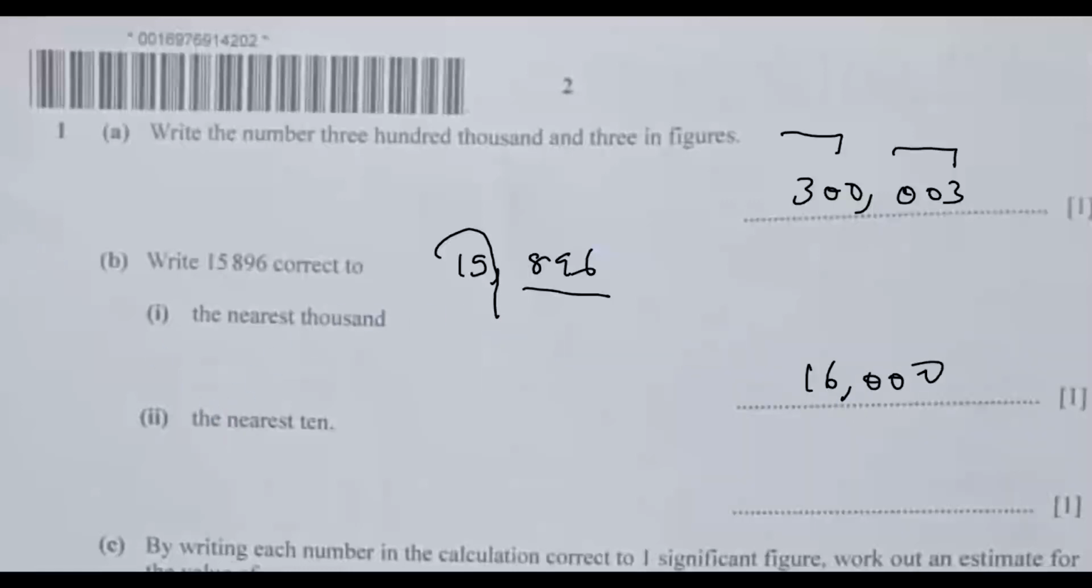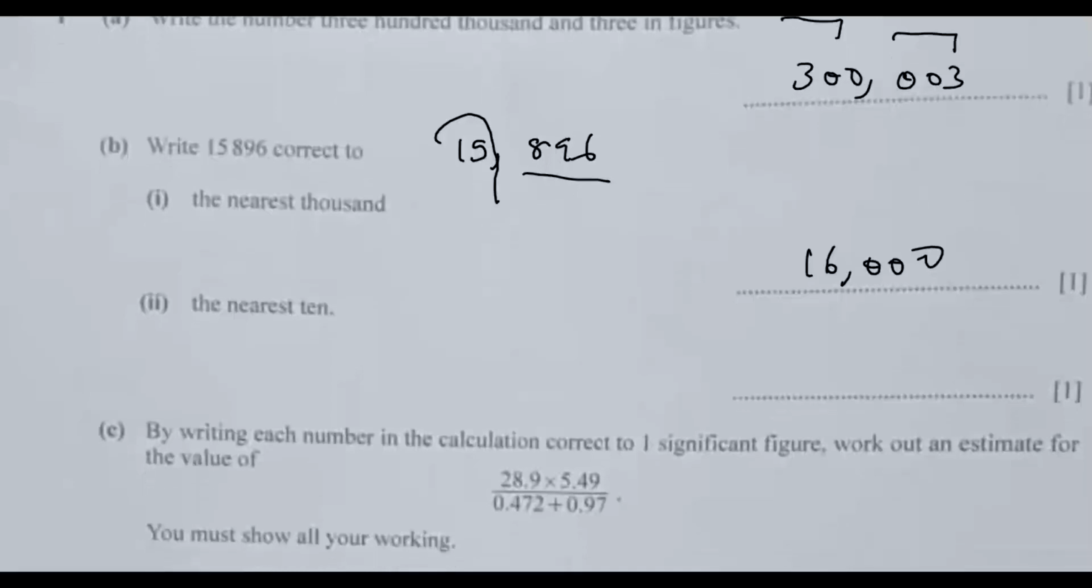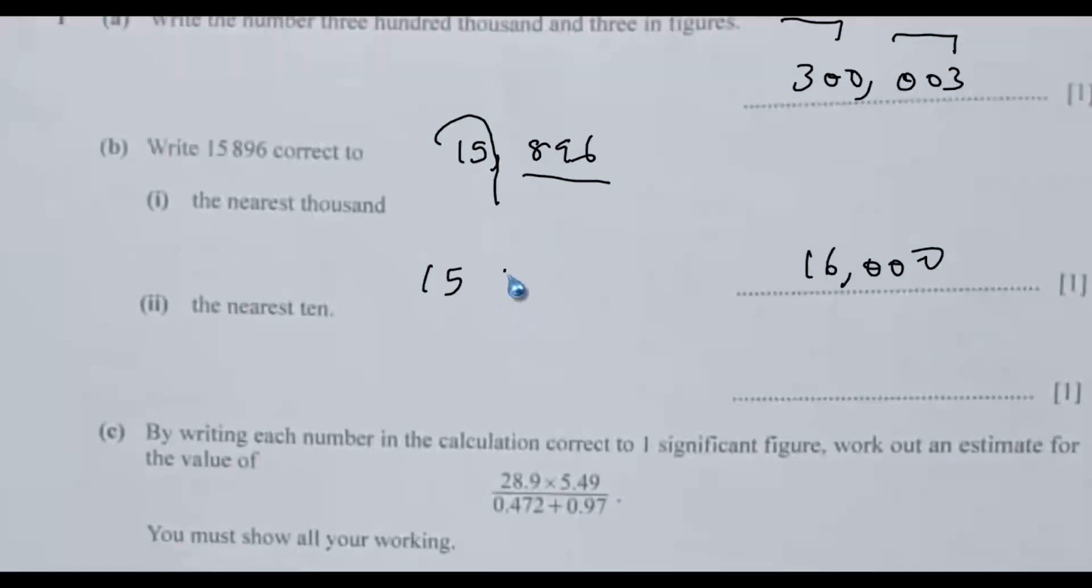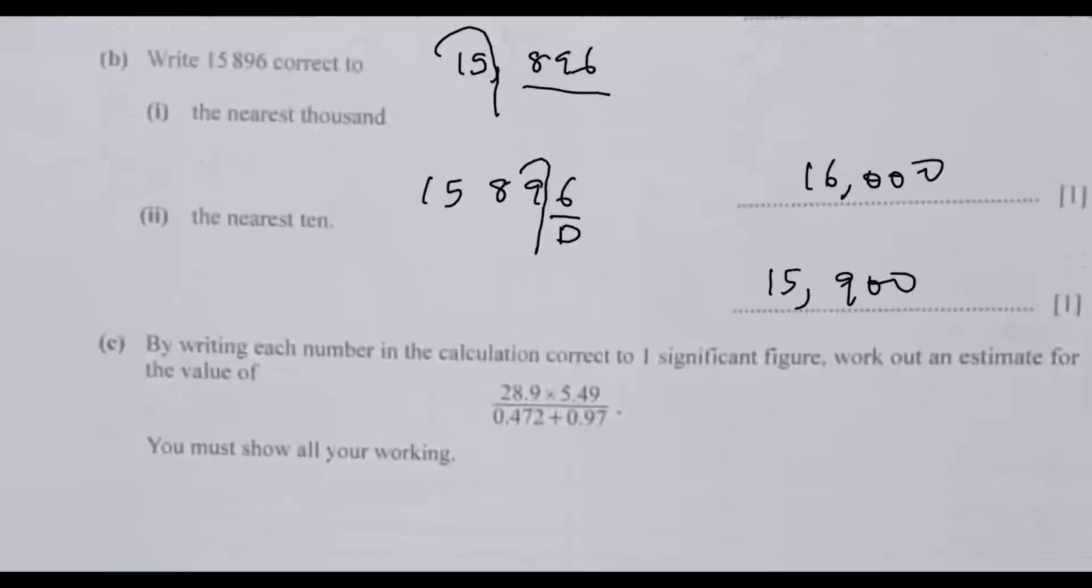Then for the next part, we are to round to the nearest 10. So also if you have 15,896, the 10 here is this one. So the 6 is the decider. If it is 5 and above, you round it up and it becomes 10. So this will be rounded up and it will be 10. So 10 add 90, that will be 100. So 100 plus 800, so that will be 900. So we're going to have 15,900 here.